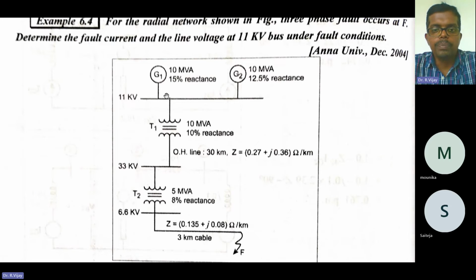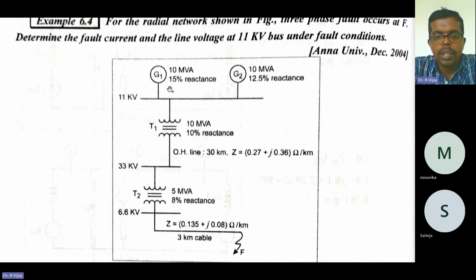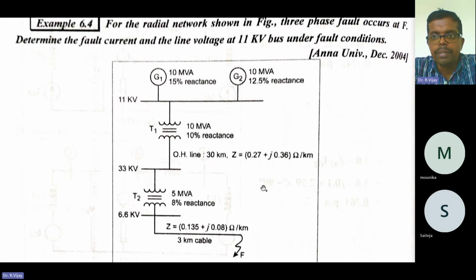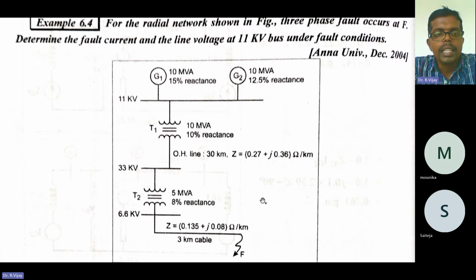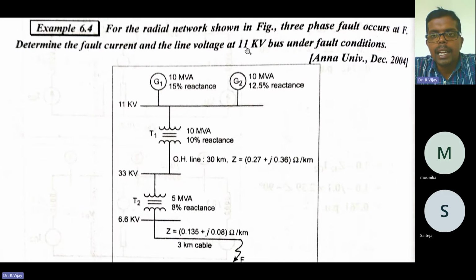So don't ask how a three-phase fault occurs here. This being a single line diagram, it is represented like this. So here, consider the three-phase fault occurs at the point F. Determine the fault current and line voltage at the 11 kilovolt bus under fault conditions.